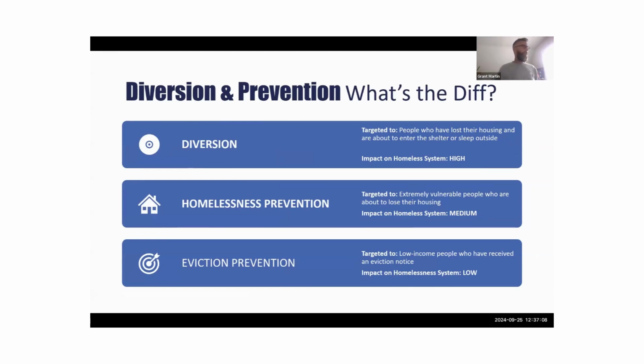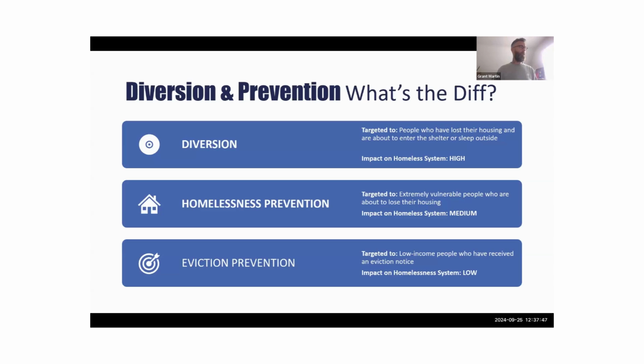When we're talking about diversion, it's really targeted to people who've already lost their housing, as I mentioned, and that can be people who are about to not just enter shelter, but are also those that are potentially at risk of sleeping outside. And we see that with diversion, this has a high impact on our homelessness system of care, depending on the community and how robust their diversion is and their diversion opportunities. We've seen where it can be effective in successfully diverting anywhere from 25 to 60% of people who show up seeking shelter. Whereas homelessness prevention and eviction prevention are two different things.